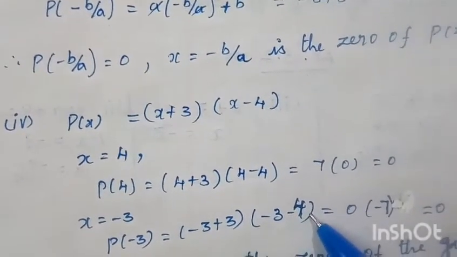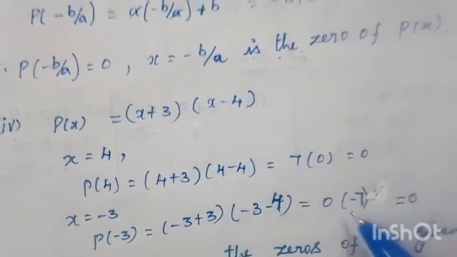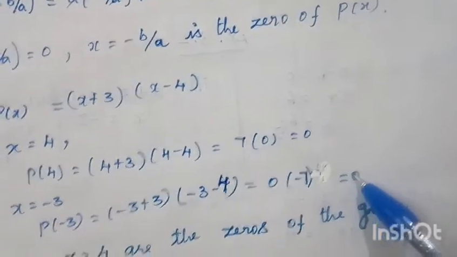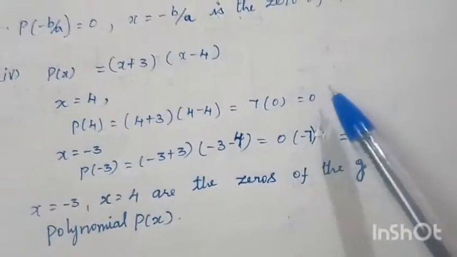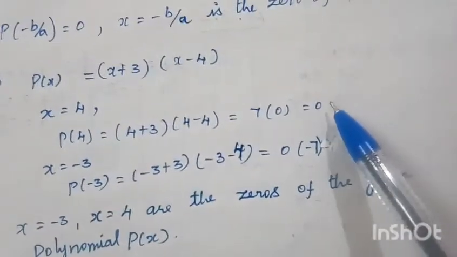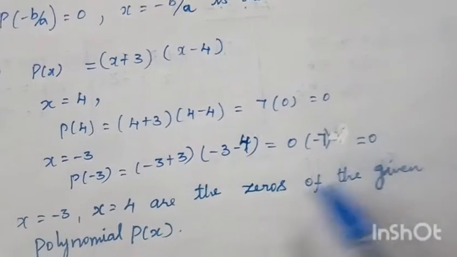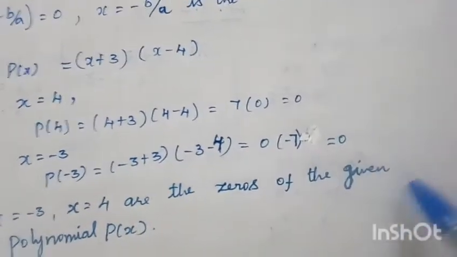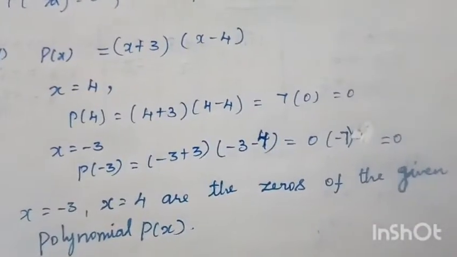Minus 3, minus 4. Minus 3 plus 3, 0. For this it is minus 7. So that is equal to 0. So we conclude that for both the x values we get the remainder 0. So x equal to minus 3 and x equal to 4 are zeros of the given polynomial p of x.